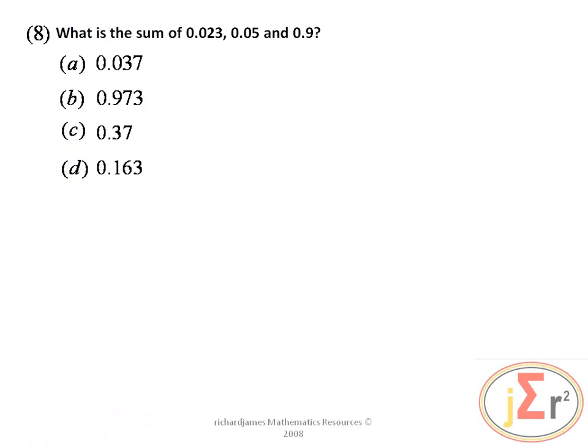Now we have some nice problems. As Jerry sees this problem, he's having a terrible headache. What is the sum of 0.023, 0.05, and 0.09? Right. Because of the decimal places, he's terrified.